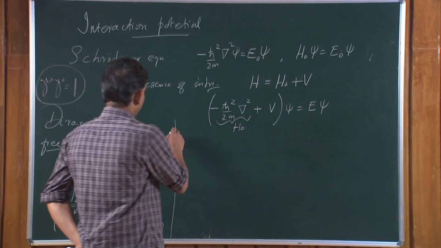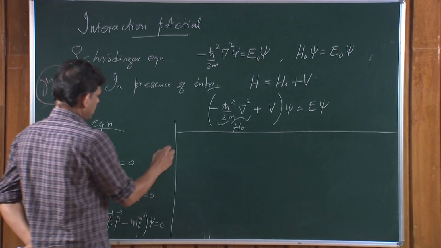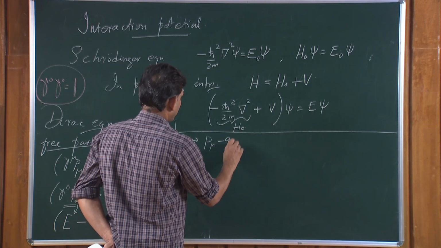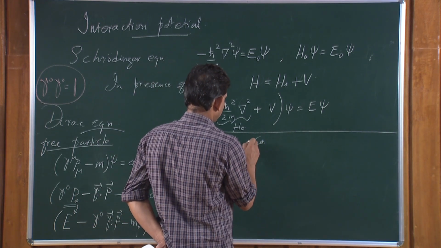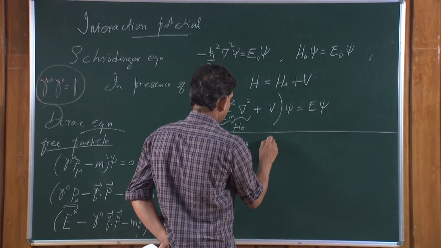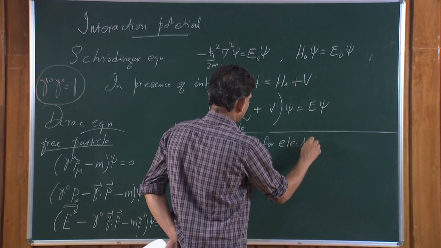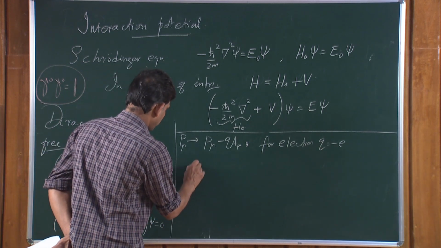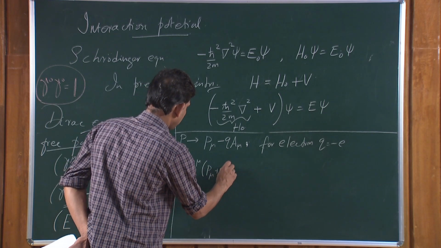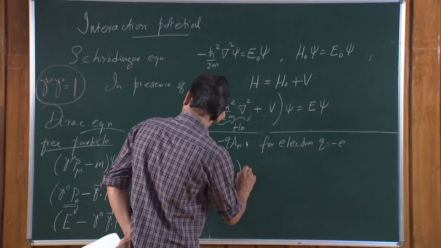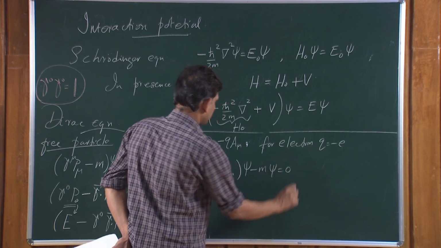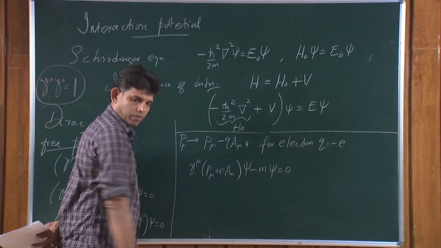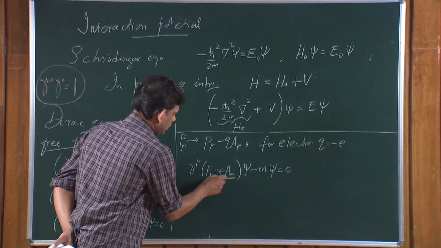So, this is essentially what we have in the case of a free particle. Now, when we consider the interaction, we said p mu will go to p mu minus q A mu. In particular, consider an electron, for which q is equal to minus e, and that will give you p mu plus e A mu. So, let us write gamma mu (p mu plus e A mu) psi minus m psi equal to 0, which is the Dirac equation for an electron interacting with an electromagnetic field represented by A mu. This is the additional electromagnetic term now.